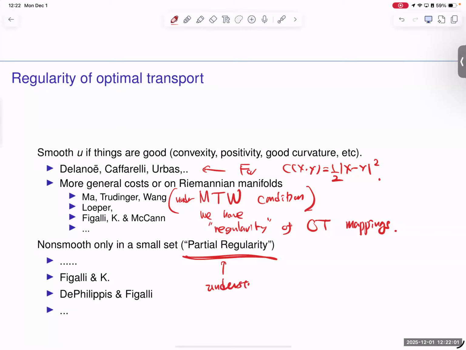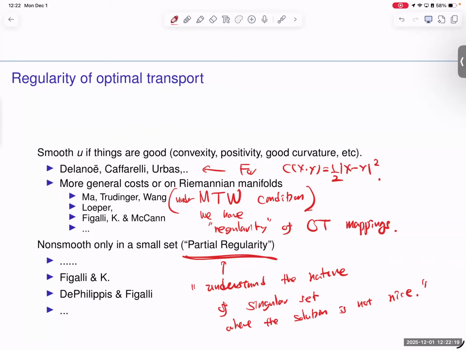Understand the nature of the singular set where the solution is not nice. Okay?